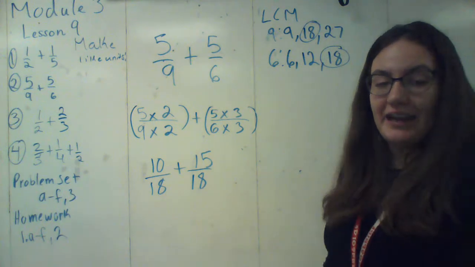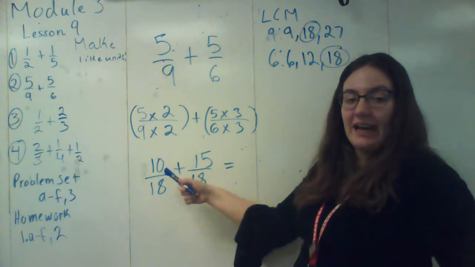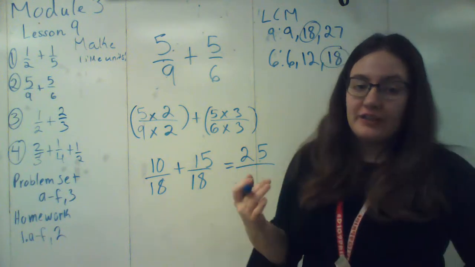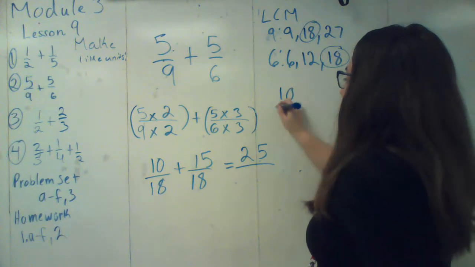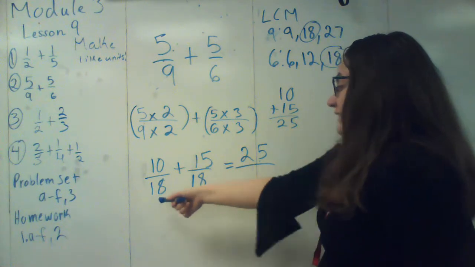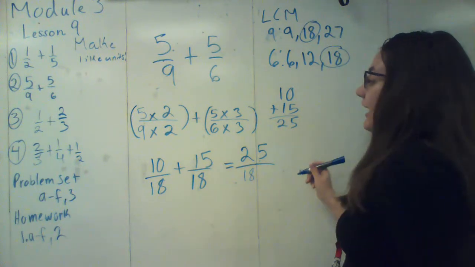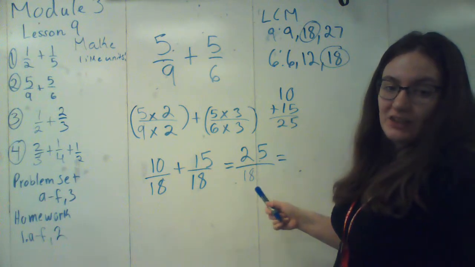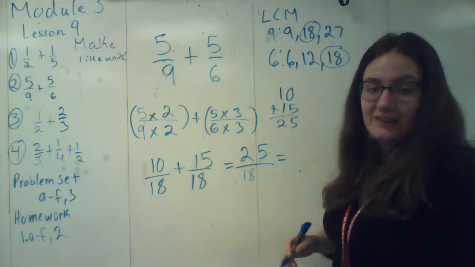So I now have these common denominators, and that means that I can add them up. So for this one, I have 10 plus 15, which gives me 25. And if you have difficulty with adding these numbers up in your head, you can always set up a standard algorithm like this to help you solve these problems. And then my denominator will always stay the same. So right now I have 25/18. And since this is an improper fraction, because my numerator is larger than my denominator, I need to fix that and make it a mixed number.